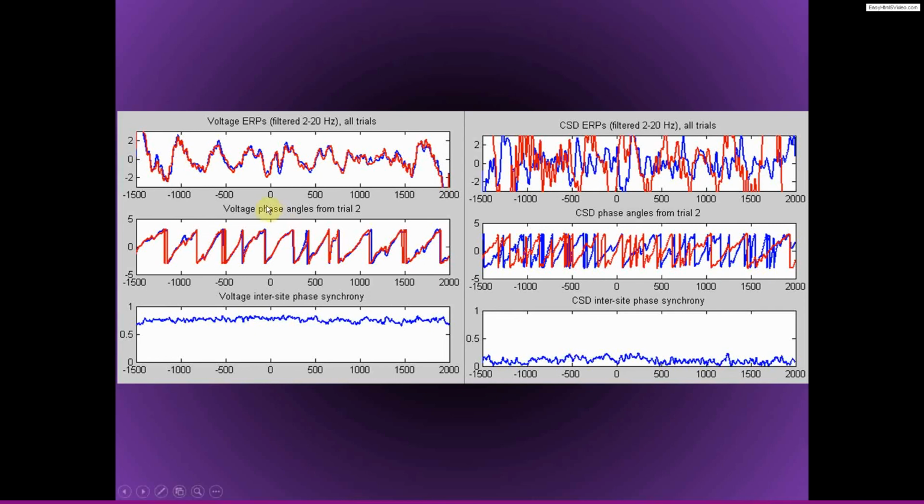Here's just another illustration of some ERPs and some phase angles. I think this was gently bandpass filtered. Oh, it was filtered from 2 to 20 hertz. And this shows an estimate of time-varying connectivity between these two electrodes. I think these two electrodes were FP1 and FP2. I made this figure a very long time ago, but I intentionally selected electrodes here that were very physically close to each other.